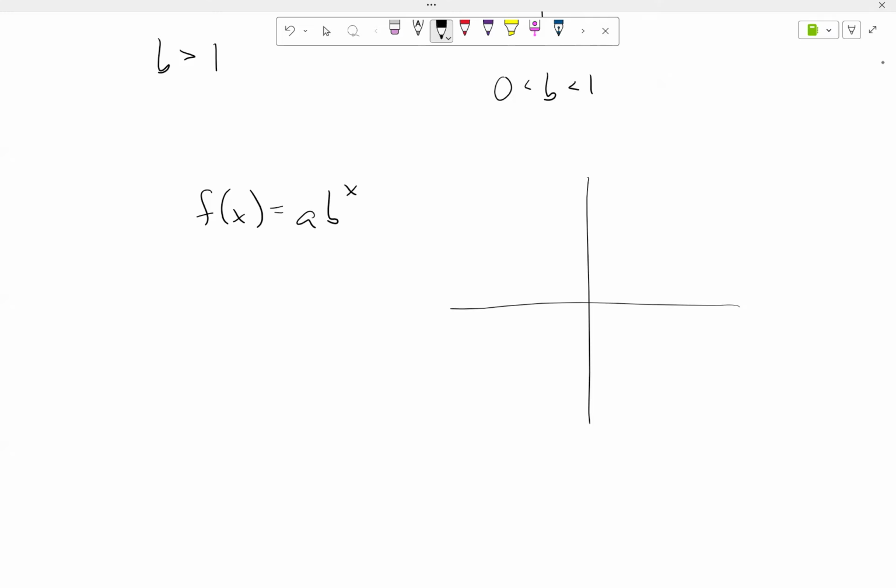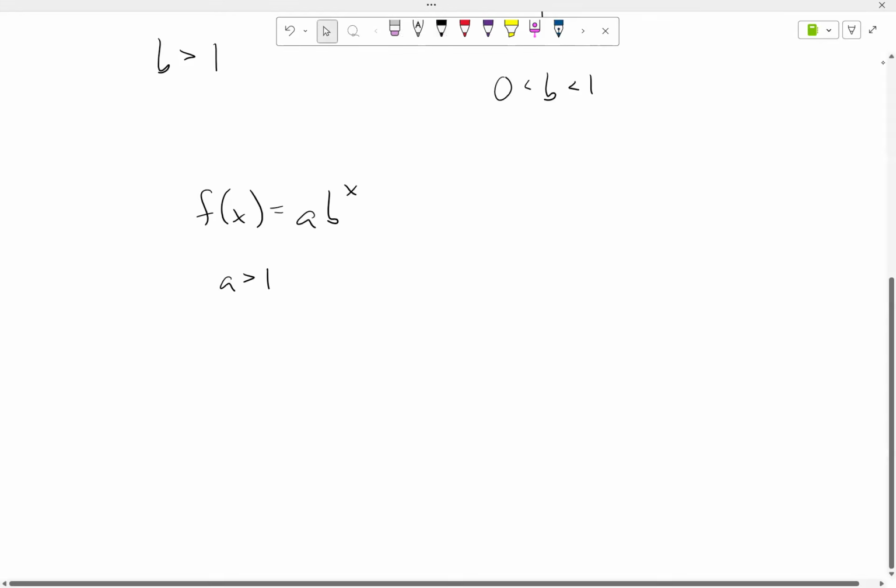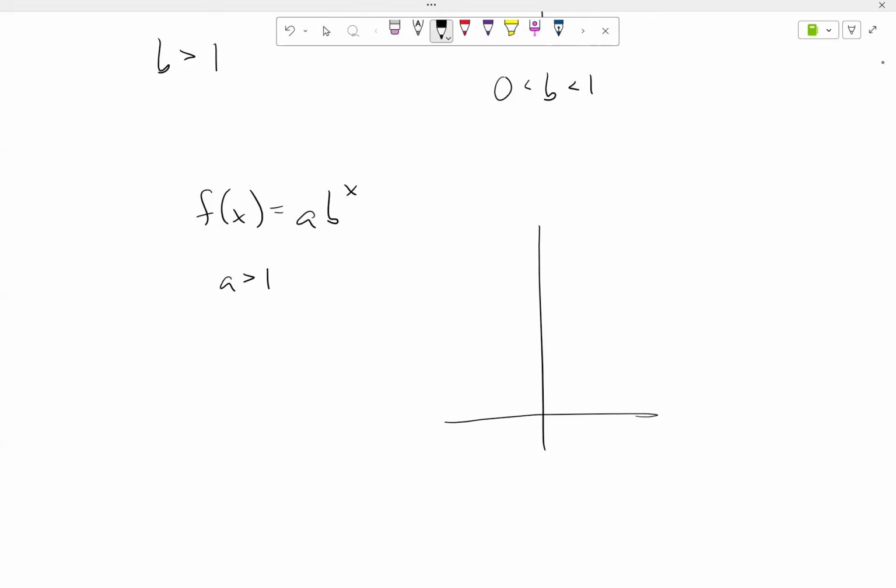So I'm going to have one more graph here. I'm going to say that a is greater than 1 for this. On my function, I really now only care about 1 point. Do you know which one I care about? It's no longer (0, 1). It's now (0, a). Does that make sense, that it's been stretched up to be a no matter what it is, either stretched or compressed? So it's going to look something like this.